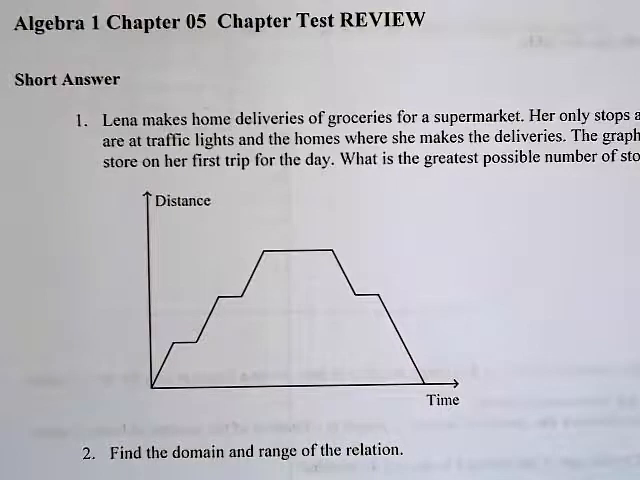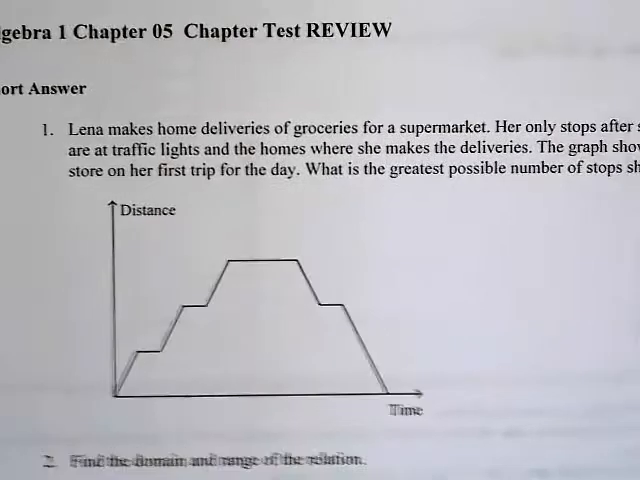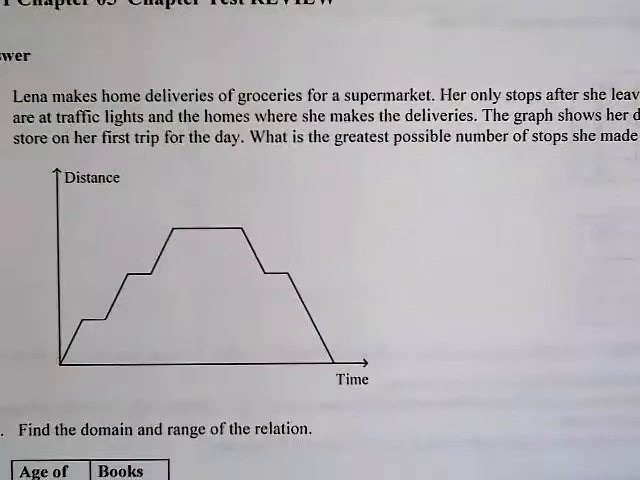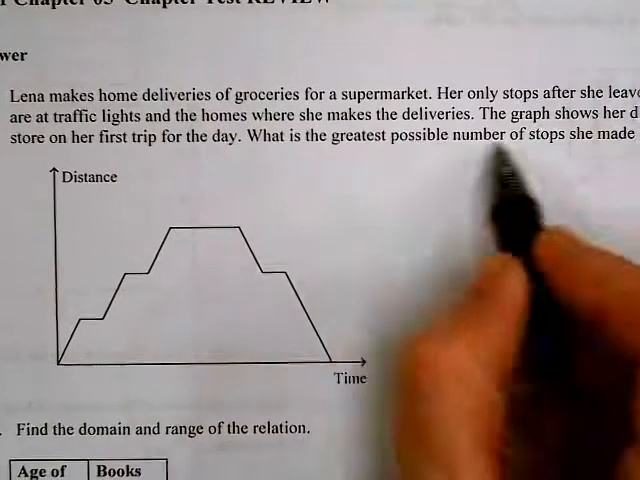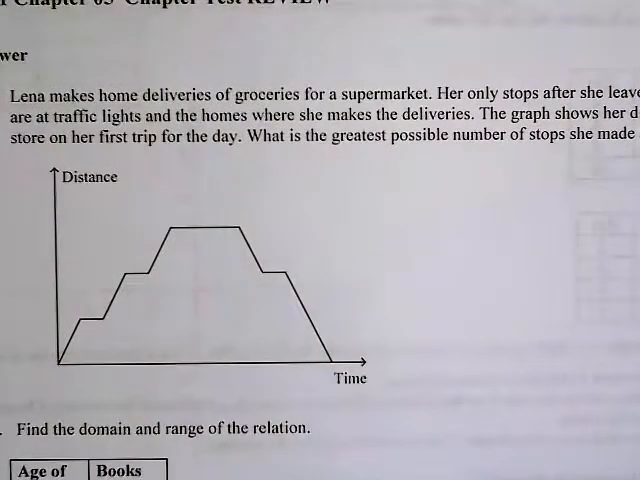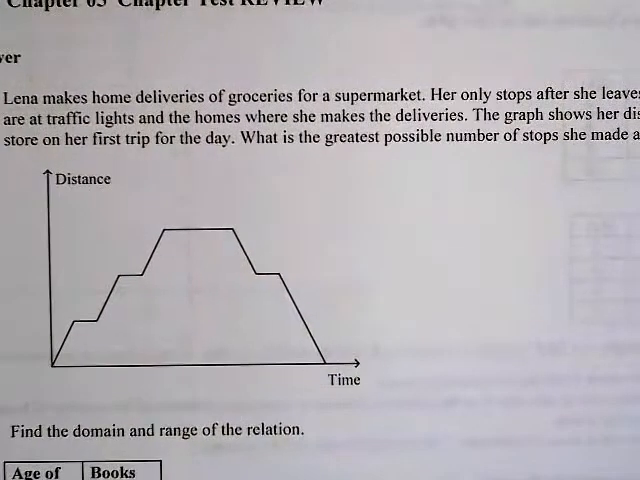Lena makes home deliveries of groceries for a supermarket. Her only stops after she leaves the supermarket are at traffic lights and the homes where she makes the deliveries. The graph shows her distance from the store on her first trip for the day. What is the greatest possible number of stops made at traffic lights?